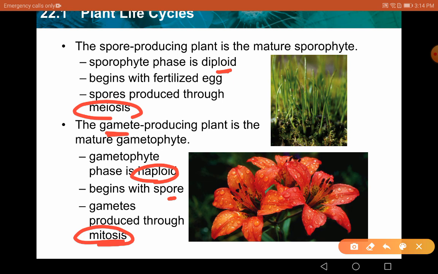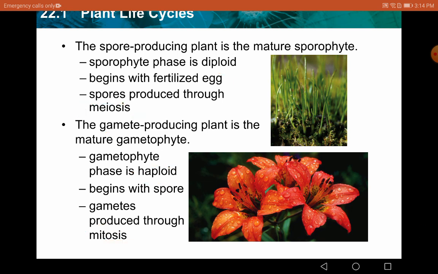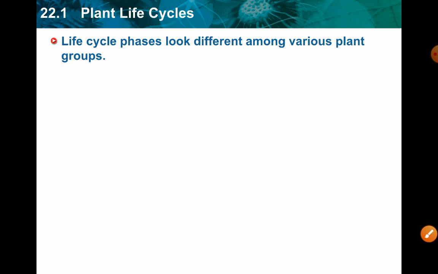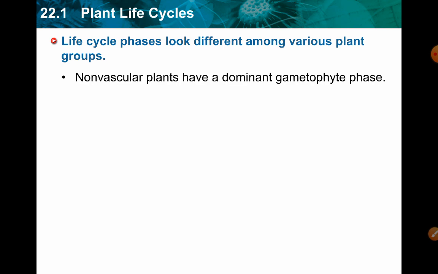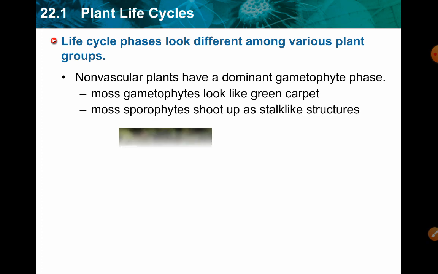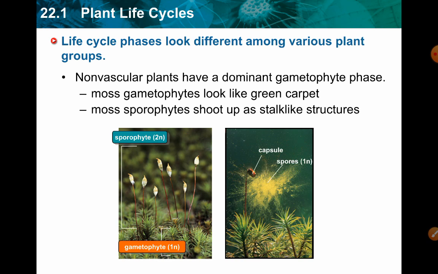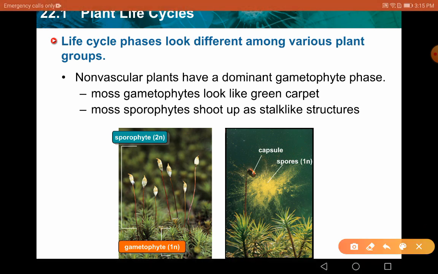By the way, these differences are very important. Let's move to the next part. He is going to explain the life cycles of three different groups, starting with the life cycle of non-vascular plants. Non-vascular plants, the famous example, are mosses.